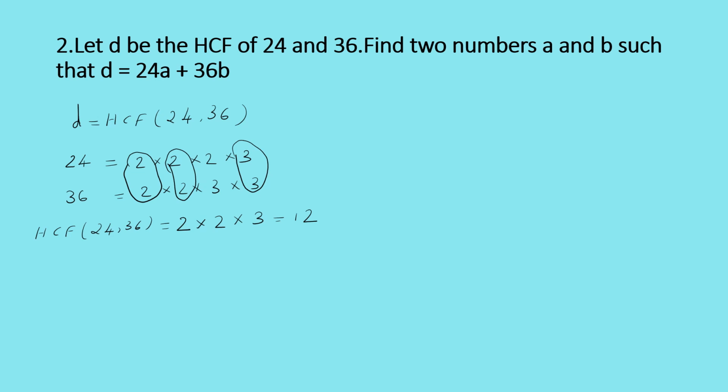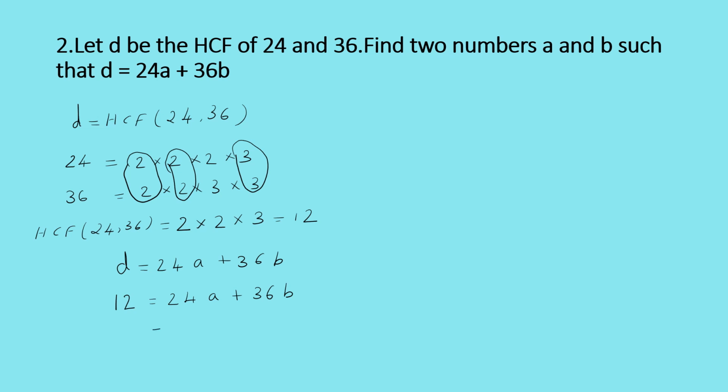Now in the second part of the question it is given, find two numbers A and B such that D equal to 24A plus 36B. But we have already found D as 12. So substitute D as 12, you will get 12 equal to 24A plus 36B. It is a linear equation in two variables. Variables are A and B. So you have to find the values of A and B such that it will satisfy the equation.